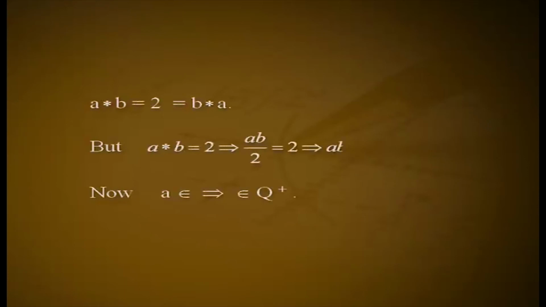G3. Let A belong to Q plus. If B is the inverse of A in Q plus with respect to the operation star, then we must have A star B is equal to 2 is equal to B star A. But A star B is equal to 2 implies AB by 2 is equal to 2, which implies AB is equal to 4, which implies B is equal to 4 by A. A belongs to Q plus implies 4 by A belongs to Q plus. Therefore, the inverse of A is 4 by A, an element in Q plus.